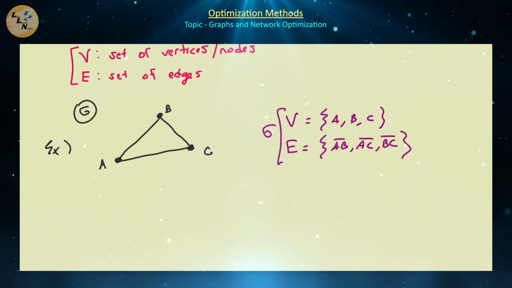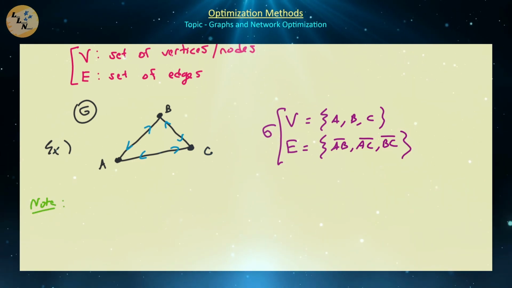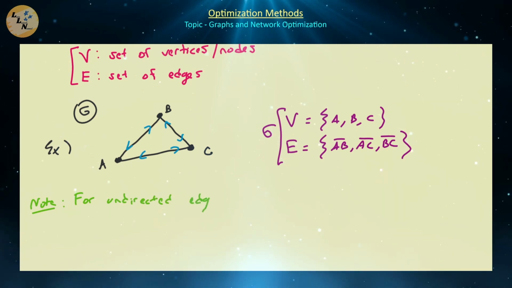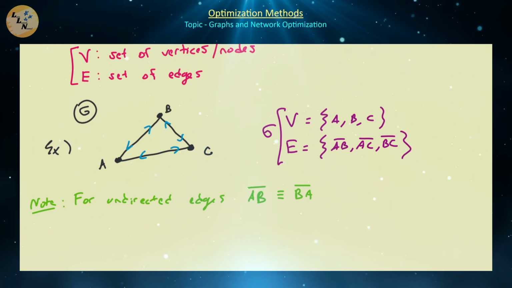Okay, now notice that I do not have any directions here. For example, I can go from A to B, or I could go from B to A. I'm not restricting a one-way direction here. Same thing for B to C, and C to B, and A to C, and C to A. So I just want to mention one quick thing here. These are what we call undirected edges. For undirected edges, this statement AB is equivalent to BA, right? So going from A to B and B to A corresponds to the same exact edge.